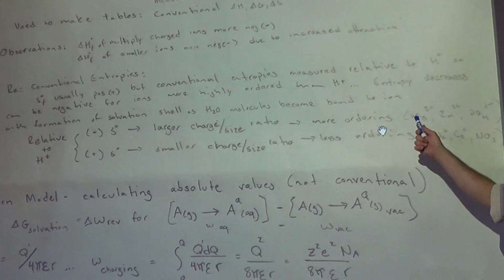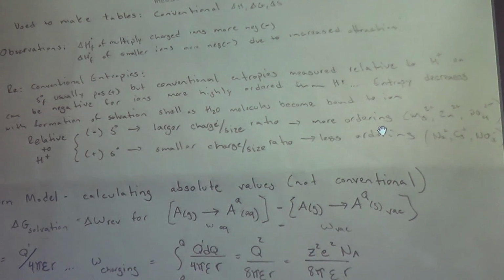So you look at the table. Something with a negative sign on the S indicates that it's probably got a larger charge to size ratio. Something with a positive sign probably has a smaller charge to size ratio. So those are the basics of the energetics.